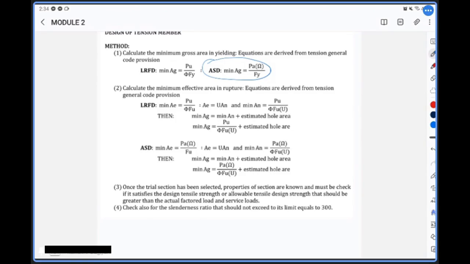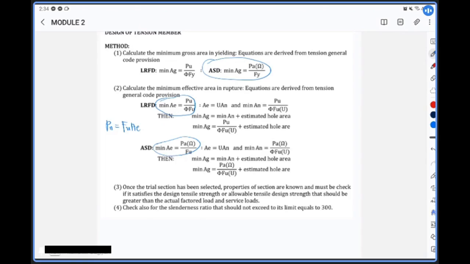And then, for rupture, net area rupture, we calculate the minimum effective area in rupture. Equations are also derived. That would be our minimum effective net area is equal to P sub U all over phi times Fu, since our formula for the nominal tensile strength in net area rupture is equal to Fu Ae. This is for ASD: P sub A times omega, factor of safety, divided by Fu.